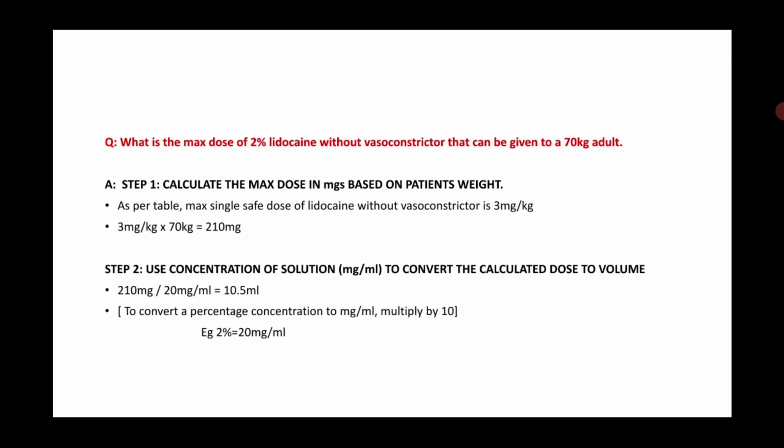The next step is the same. It's 2% lidocaine, which means 20 milligrams per milliliter of lidocaine. So you are going to divide the total amount by 20 milligrams per milliliter, which will be 10.5 ml. This will be the total volume, or the maximum volume, of LA without vasoconstrictor that can be given to a 70 kg person.